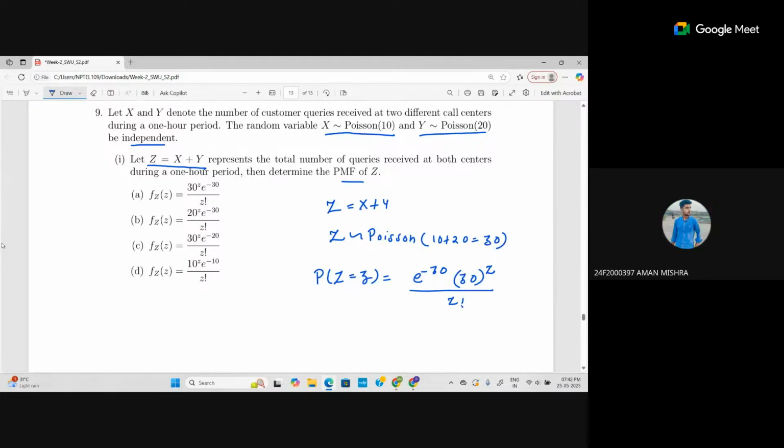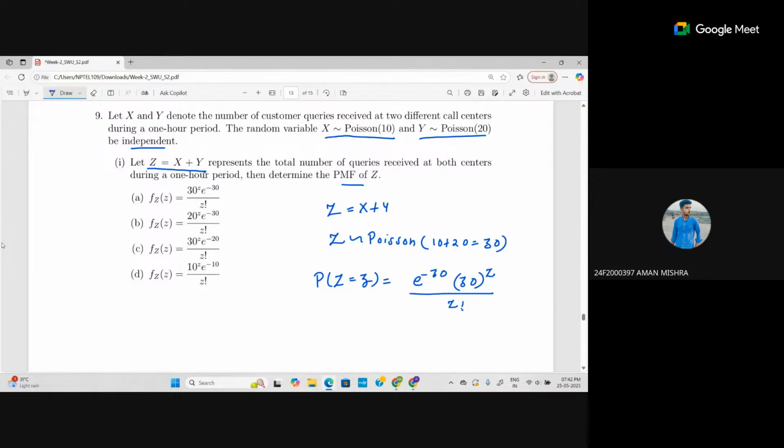In the question the formula has x, but here we have used z because z is equal to x plus y. So this is the value taken by z. It could be k or r or something else too. Is it clear to everyone? Yes, ma'am.